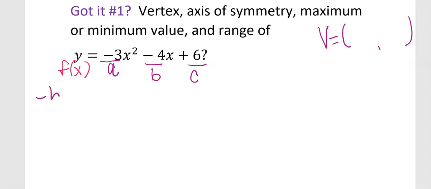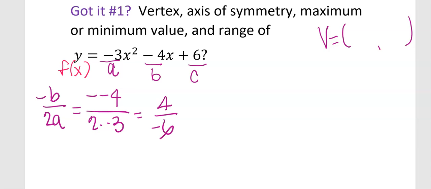So negative b over 2a. I'm going to do a little bit simpler version of it on this one. Negative b would be a -4 or +4. 2 times a would be 2 times -3. And that's a negative in there. So you get -2/3. Not a very nice number, but that's okay.